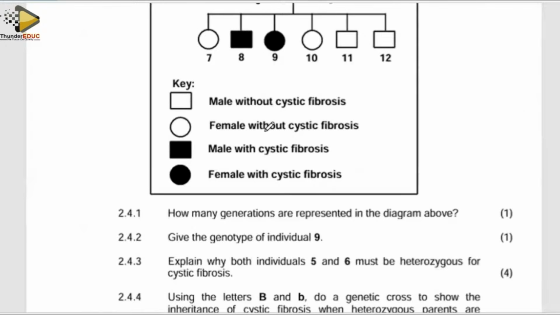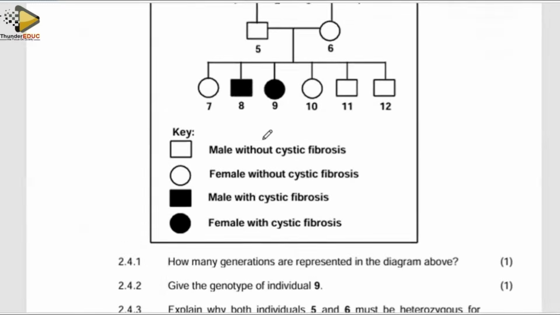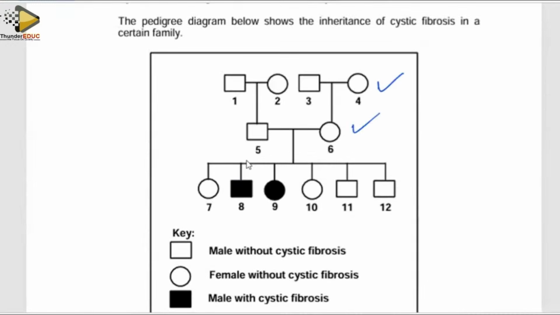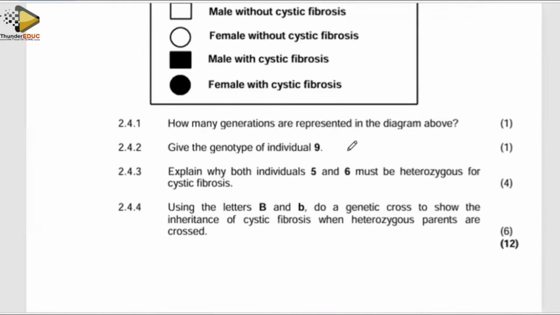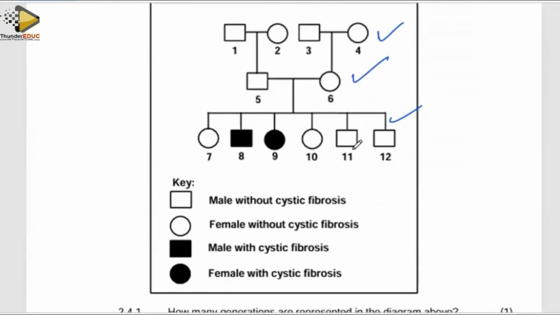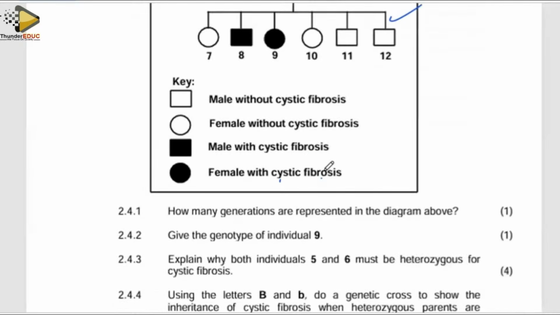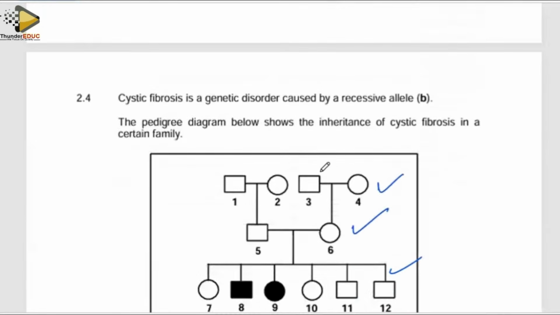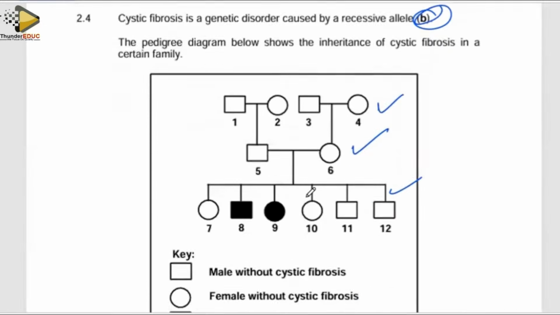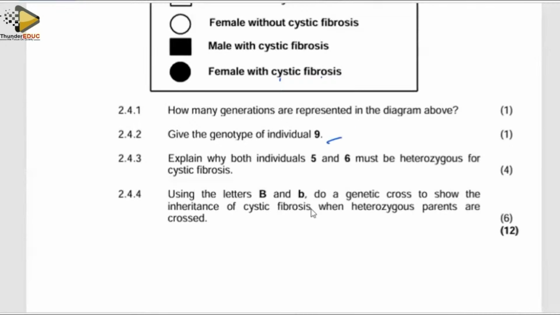The first question is saying, how many generations are represented in the diagram? So we saw that there are 3 generations, 1, 2, 3. They're saying, give the genotype of 9. So the one who is a female with cystic fibrosis. But they want the genotype. In terms of genotype, is cystic fibrosis dominant or recessive? They said it's caused by a recessive allele. Therefore, it's going to be small b, small b. Yes, small b, small b. So this one is going to be small b, small b.